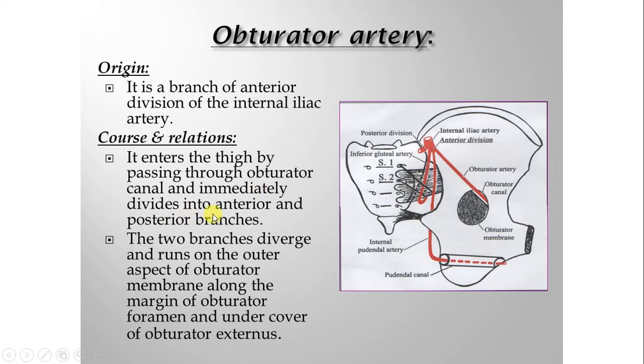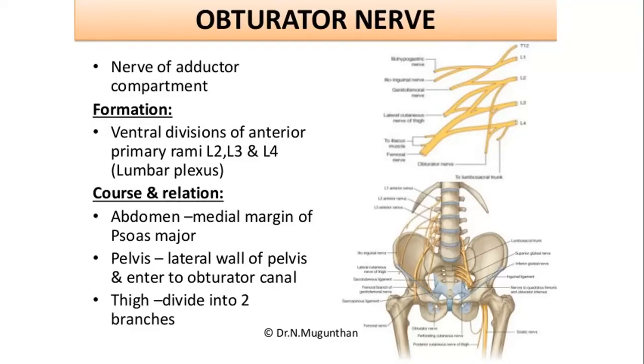So the obturator artery, a branch of the anterior division of the internal iliac artery, enters the thigh by passing through the obturator canal and immediately divides into anterior and posterior branches. The two branches diverge, run on the outer aspect of the obturator membrane along the margin of the obturator foramen and cover the obturator externus muscle. So we can understand the branches and relations of the obturator artery. We are discussing it separately because this is the main artery of the medial compartment of the thigh and also supplies the hip joint, through its anterior and posterior divisions.